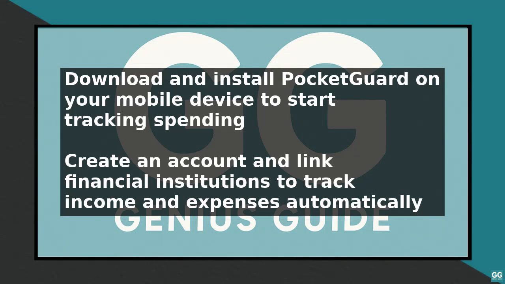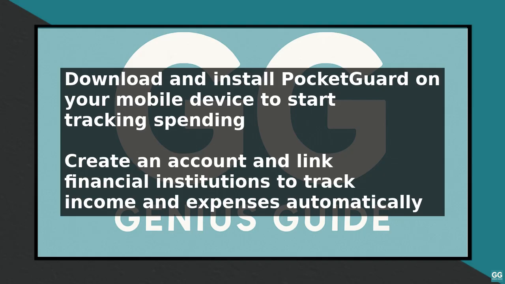To track spending with Pocketguard, start by downloading and installing the app on your mobile device. Once installed, create an account and link your financial institutions, including banks, credit cards, and loans. This will allow Pocketguard to automatically track your income and expenses.